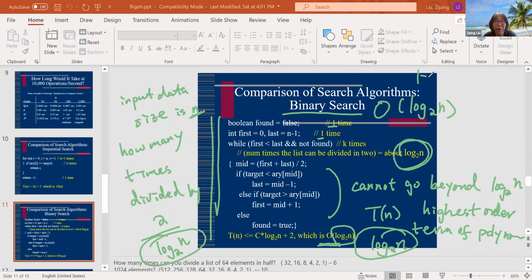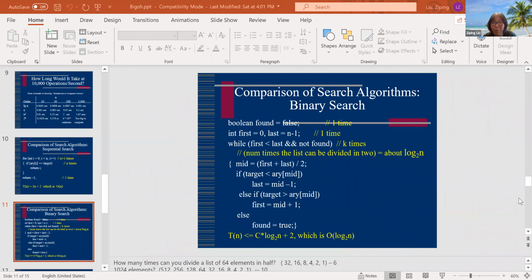And linear search is order of n. So which one is faster? Binary. But of course, for binary, you need to also do sorting, in ascending order. But if all of the items are already sorted, then this is going to be faster. Okay, so that's regarding binary search.